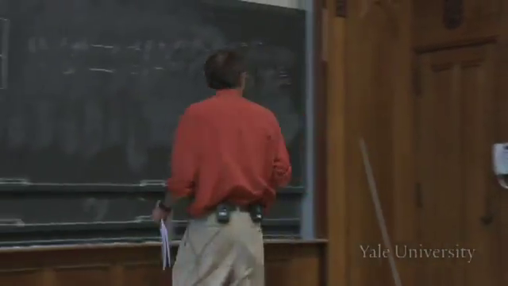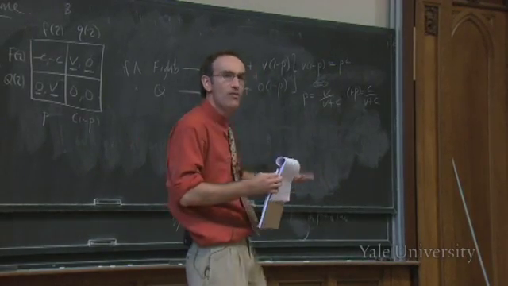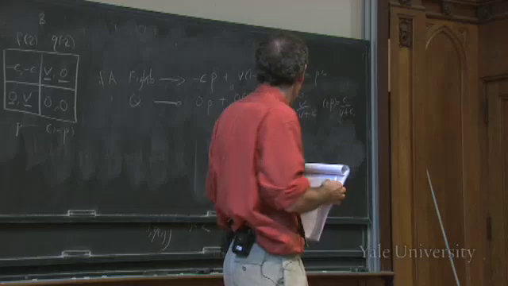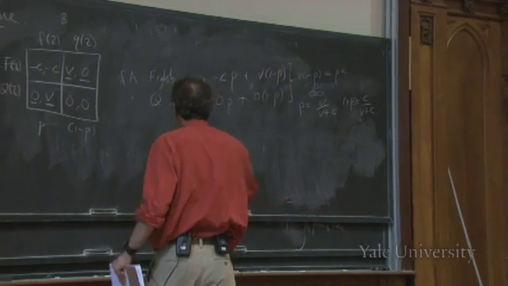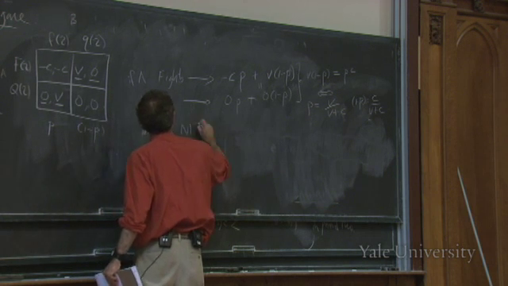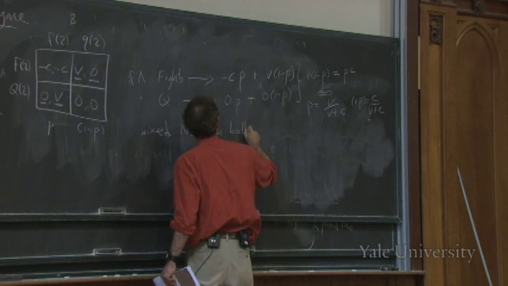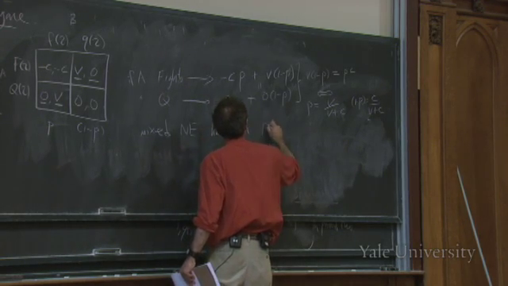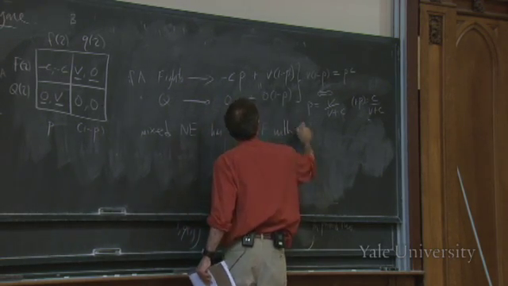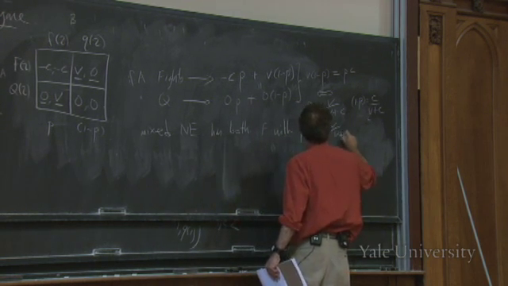This game is symmetric, so we could do the same for B, but we'll find the same thing. It's a symmetric game. So the mixed Nash equilibrium in this game has both players fight with probability equal to V over V plus C.